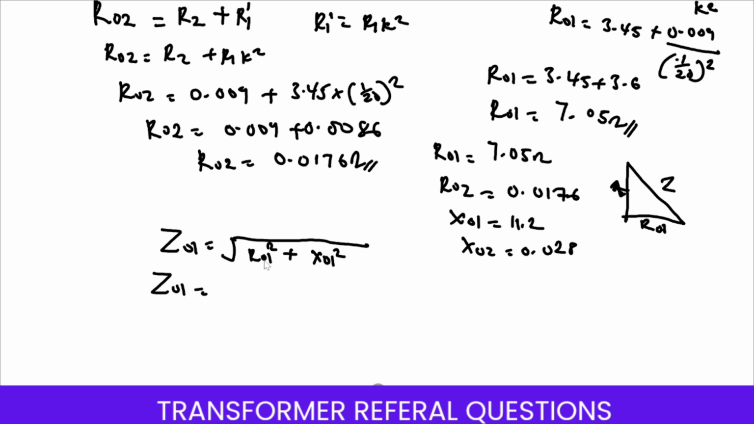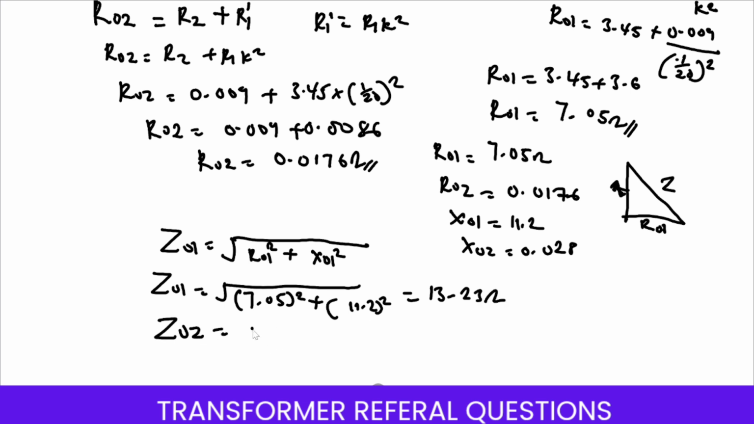So here we can say Z01 is equal to the root of R01, which we know to be 7.05, all squared, plus X01, which is 11.2 squared. That will give us a corresponding value of Z01 of 13.23 ohms. So let's move on to find Z02. Z02 is equal to the root of R02 squared plus X02 squared. These formulas are really important.